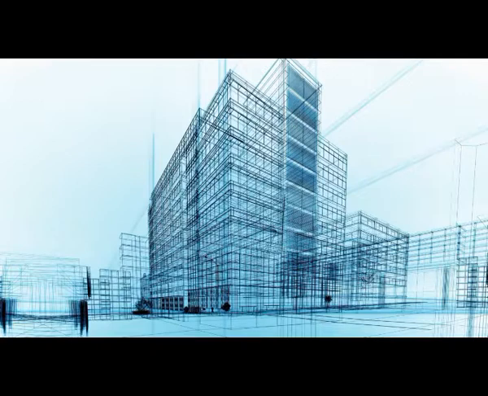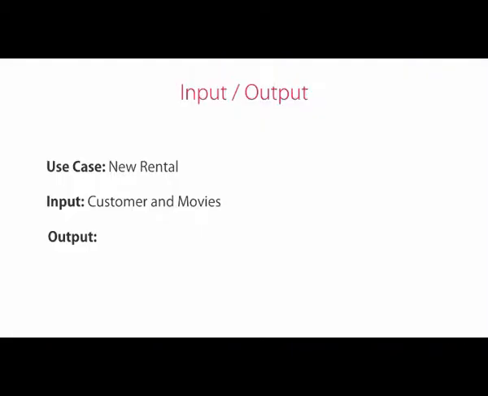Think of a building. When a construction team builds a building, they don't start with the windows or power points. They start with the structure, the skeleton. Where power points and windows will be placed, the type of glass used in the windows, the shower, the bathtub, these are all details that can come later. They don't change the big picture. Building software is the same. As a software engineer, you should focus on the big picture first. So for our new rental use case, the inputs to our application are customer ID and movie IDs.